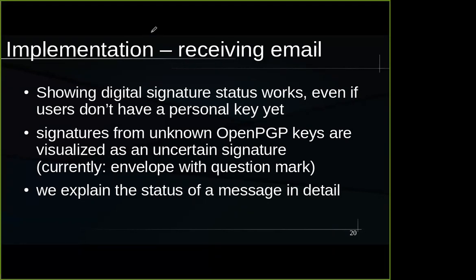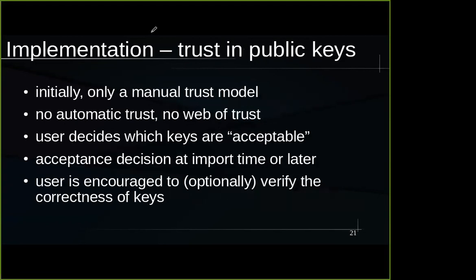And we have the ability to use more details of the status of a received message. And then a big part of the implementation is how do we handle trust in public keys of other people? Initially, we have only implemented the manual trust model. No automatic trust, no web of trust. The user must decide which keys are acceptable. I'm using this new key acceptable.